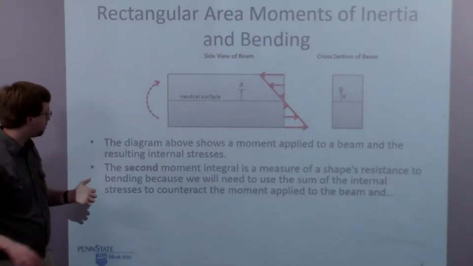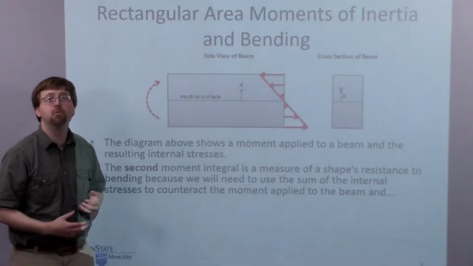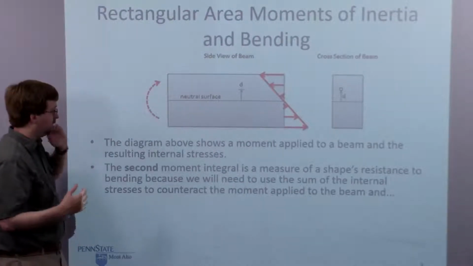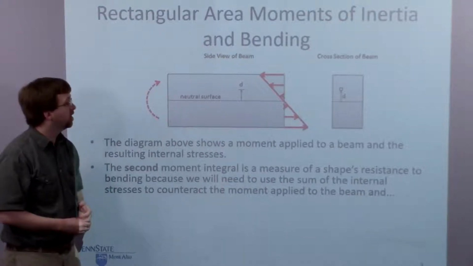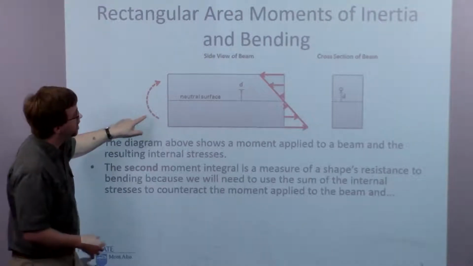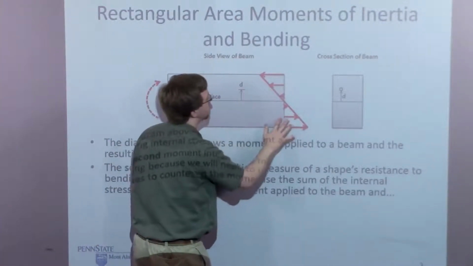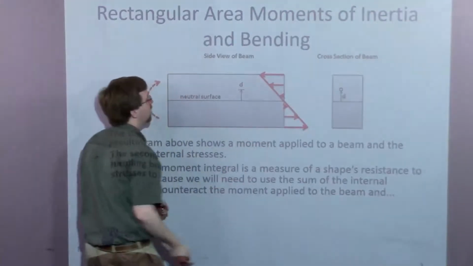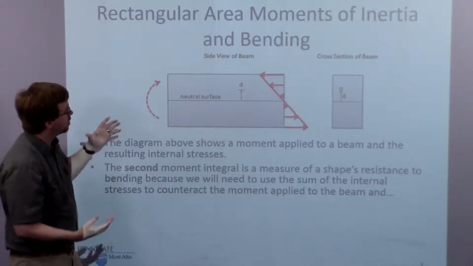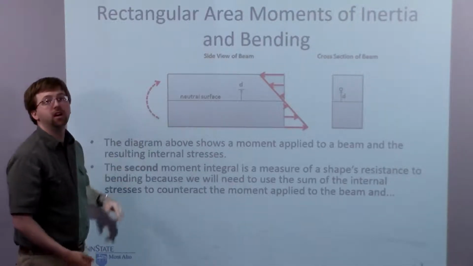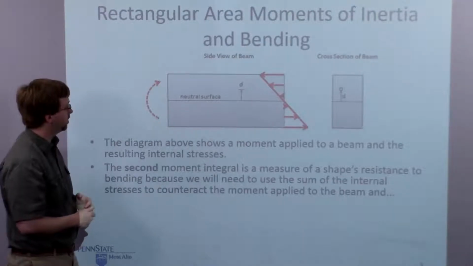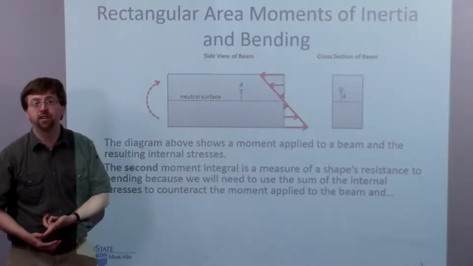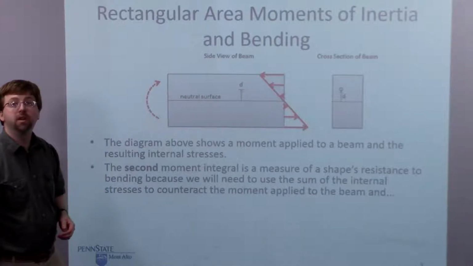All right, and so we're using the second moment integral here. Because of the shape's resistance to bending, we have kind of two parts to this. So we need to counteract this moment, and each of these little forces is going to exert a little bit of a moment about this neutral axis point. And so if we sum all those up, they have to be equal and opposite to this applied load to our piece. And if we have a moment, there's two parts to it. It's force times distance. And that's where the second moment integral comes from.